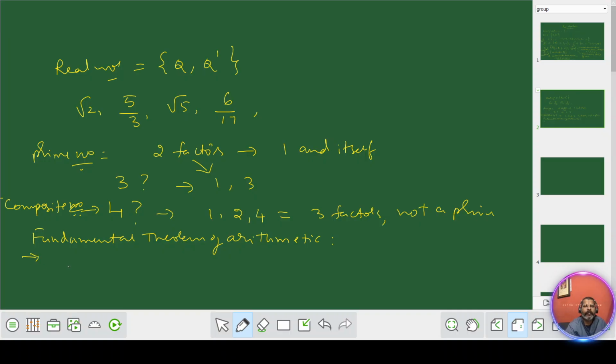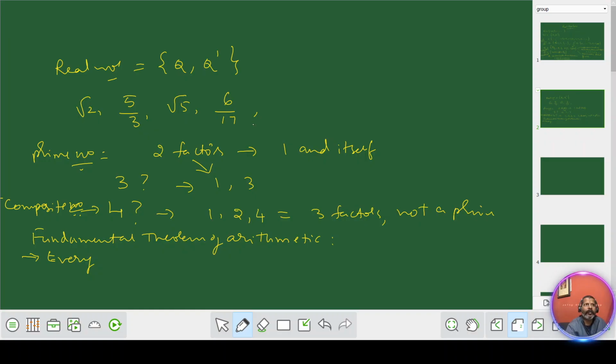Whenever you state a theorem, you should say it in the same way as the theorem is stated. So the theorem goes like this. Every composite number, when you find the prime factors, the prime factors are unique. Means we get the same set of prime factors for a number whoever solves for prime factors, but the order may be different.